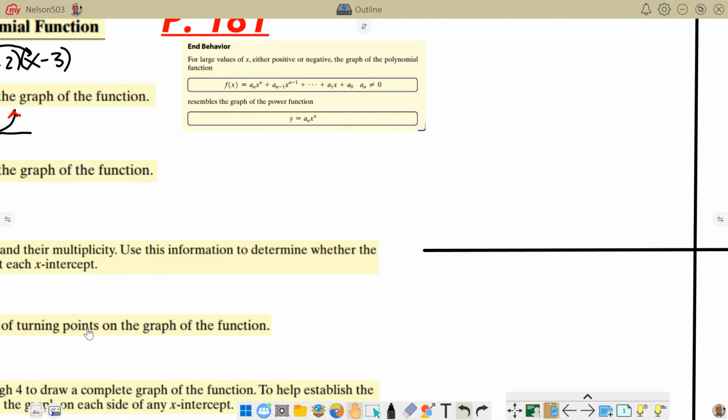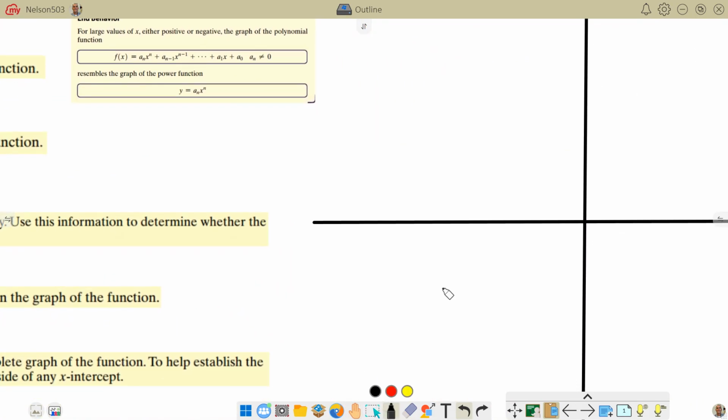Let me go over here and put them on my graph. I think I had one at negative 2, so let's say negative 2 is like here, okay? And then I had one at 3, so let's say 1, 2, gosh, hope this looks decent. 3, okay, so I got my two x-intercepts on there.